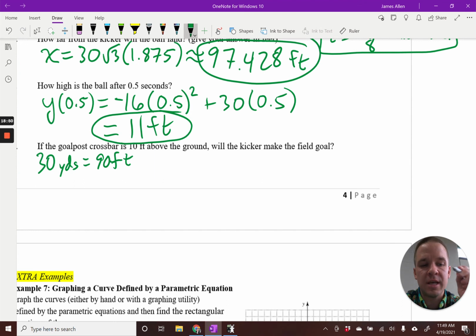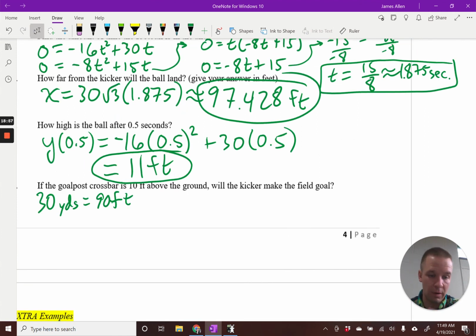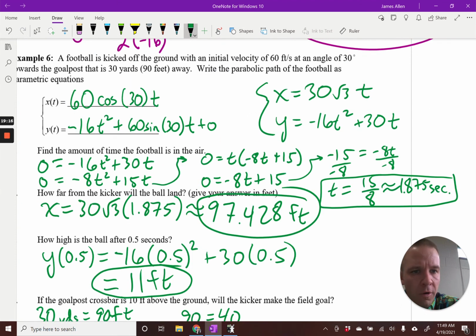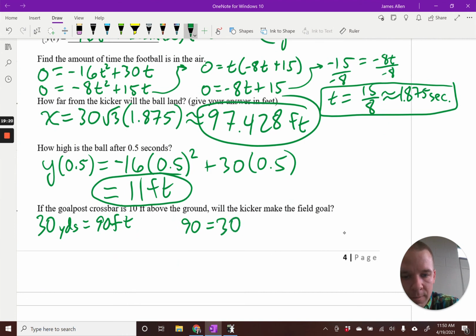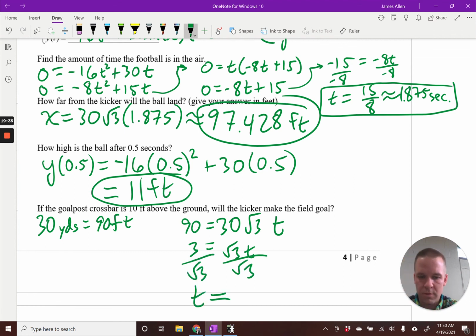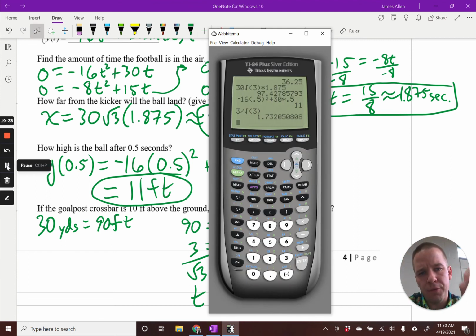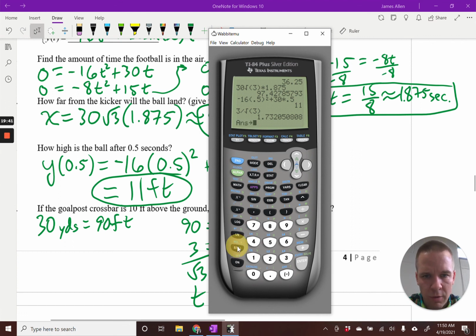How about this? Let's think about when it will reach that 90 feet. Because we know it's going to hit the ground at 97.428 feet. So it's going to go the distance, but will it be high enough up? Let's find out when it's at that 90 foot distance. To do that, I would need to take 90 and set it equal to 30 root 3 t. So when is it going to be at 90 feet? I get 3 equals root 3 t divided by root 3, and I'll get t is equal to 1.7732 and some change. I'm going to go ahead and store this as T.